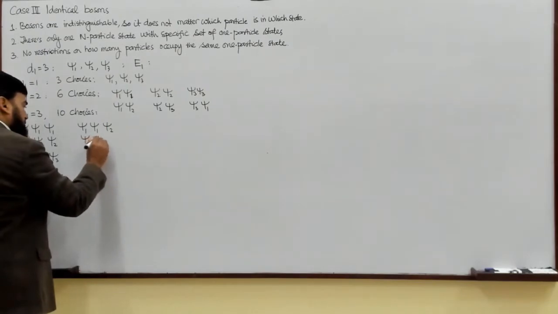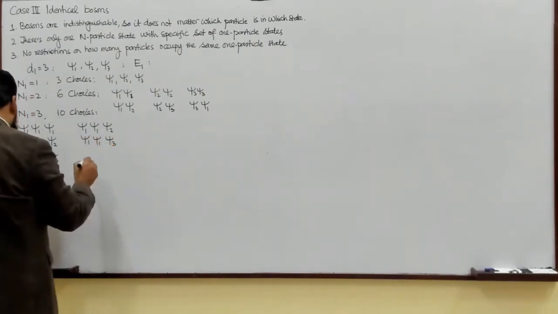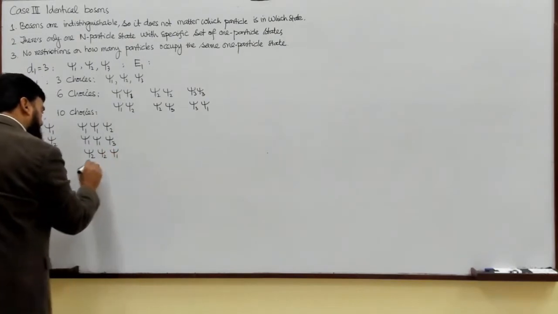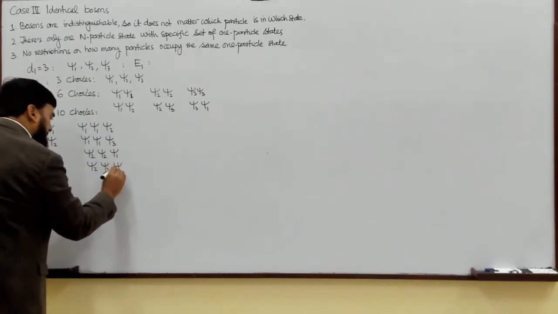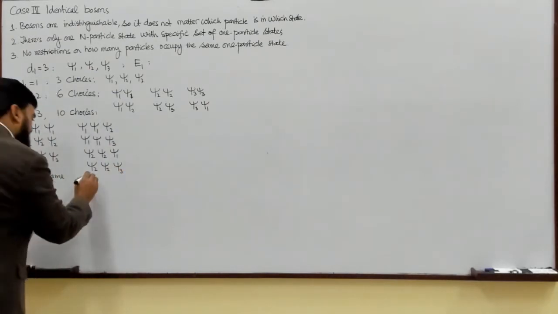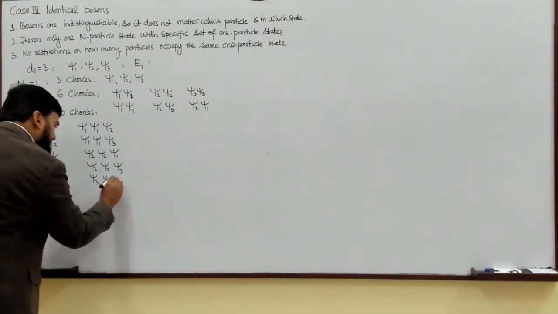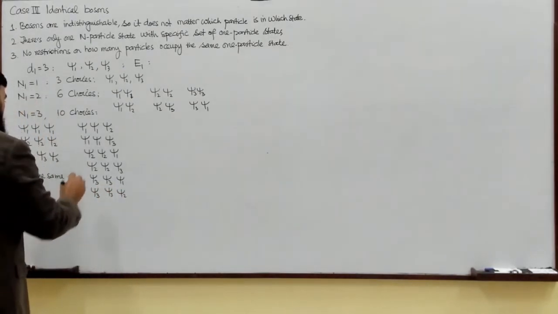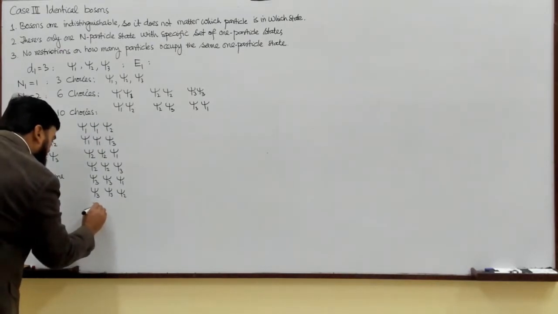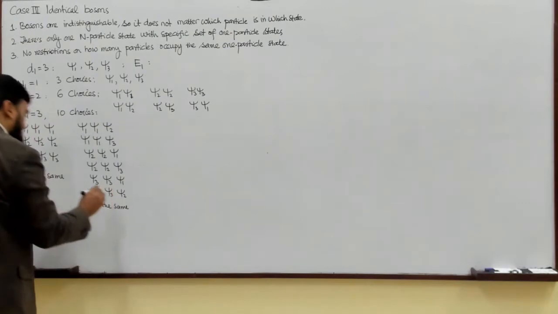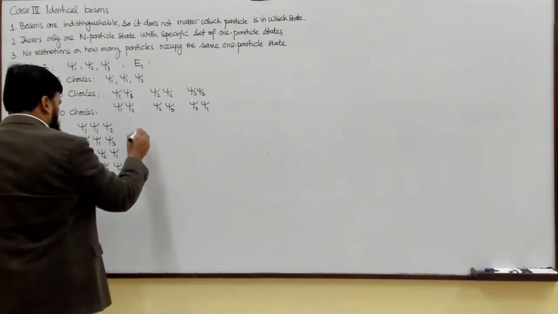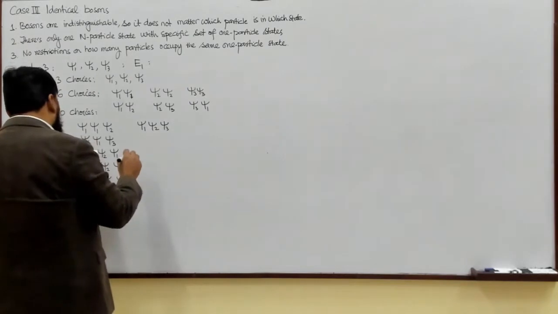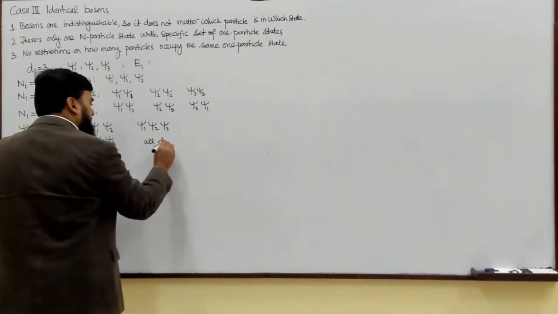Now I can put 2 particles in psi 1 and 1 particle in psi 2. Similarly, 2 in psi 1 and 1 in psi 3. Then 2 in psi 2 and 1 in psi 1, 2 in psi 2 and 1 in psi 3. Similarly, 2 in psi 3 and 1 in psi 1, and 2 in psi 3 and 1 in psi 2. Here I can say 2 the same. And then psi 1, psi 2, psi 3: I put the 3 particles in 3 states and I say all different.